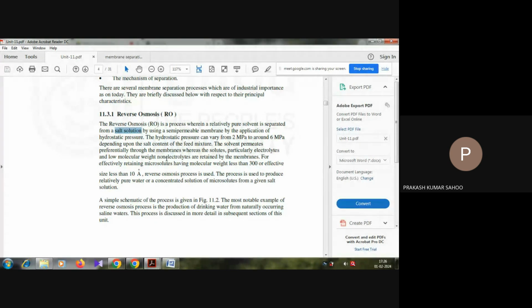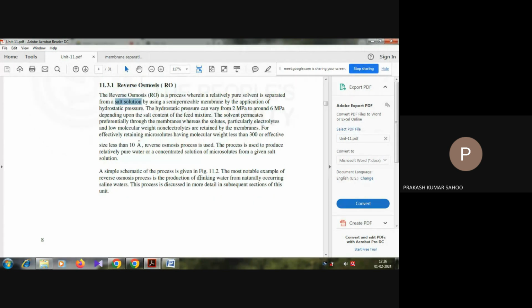So the solvent will flow from more concentration to lower concentration. But in osmosis, what happens? There is a movement from low concentration to higher concentration. So this is just a reverse effect. The hydrostatic pressure ranges from 2 megapascal to 6 megapascal, MPa, and some specifications are written here: an effective size of less than 10 angstrom is used in RO.